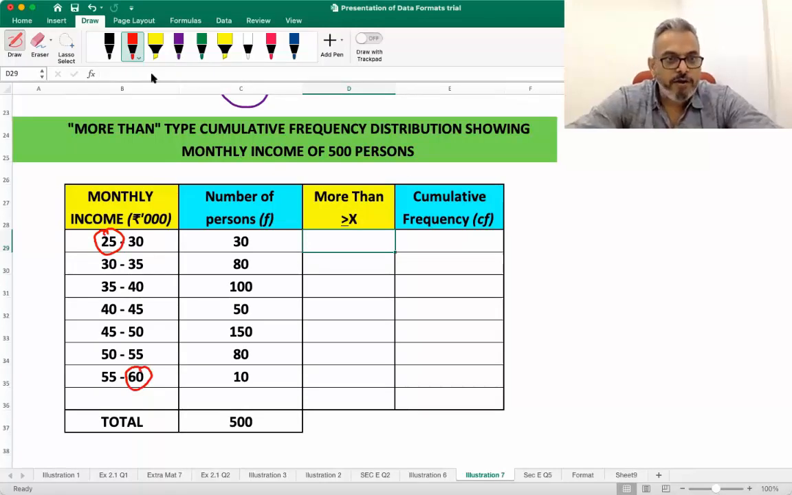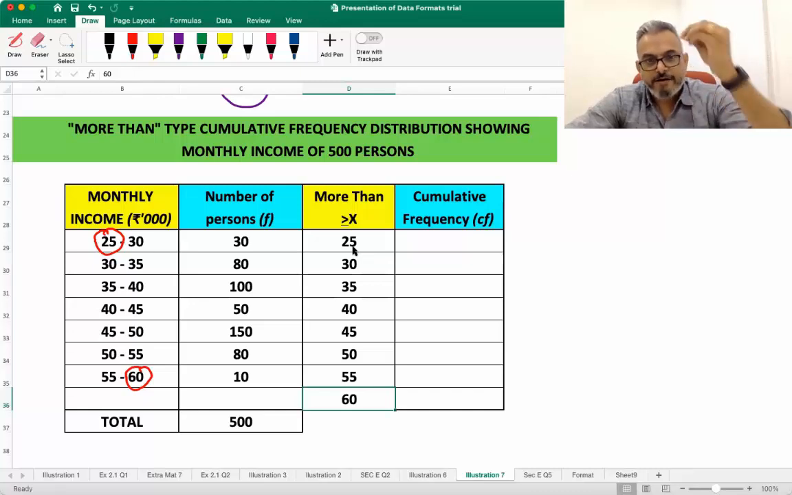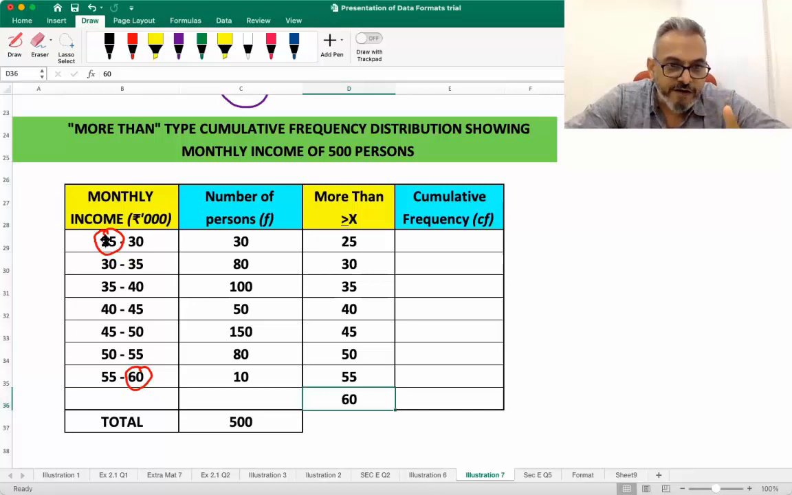So we write over here 25, 30, 35, 40, 45, 50, 55 and 60. This is important. Don't miss this out. So whether it is less than or more than, start with the lower limit of the first class, go up to upper limit of the last class. Okay, please take care.